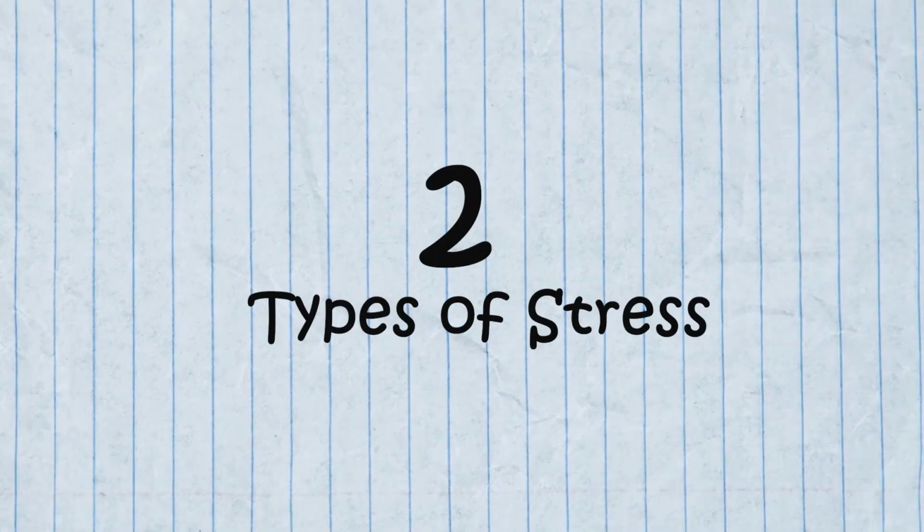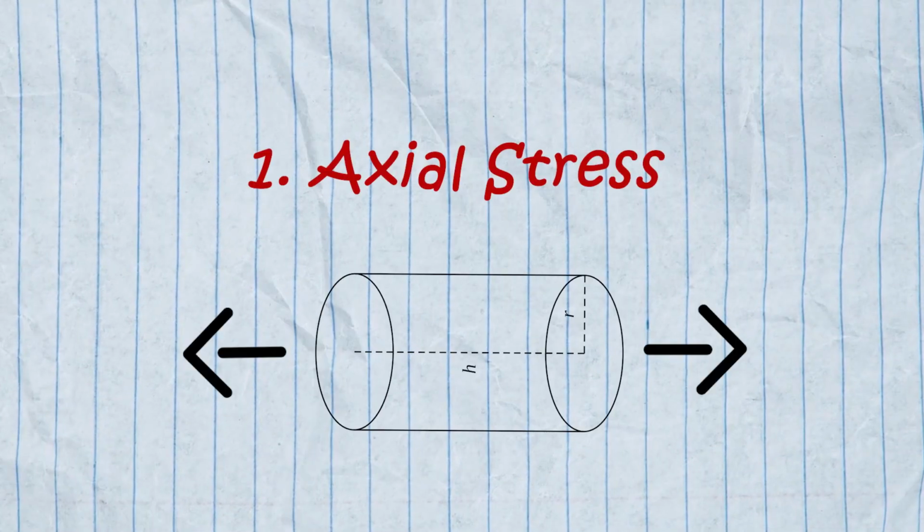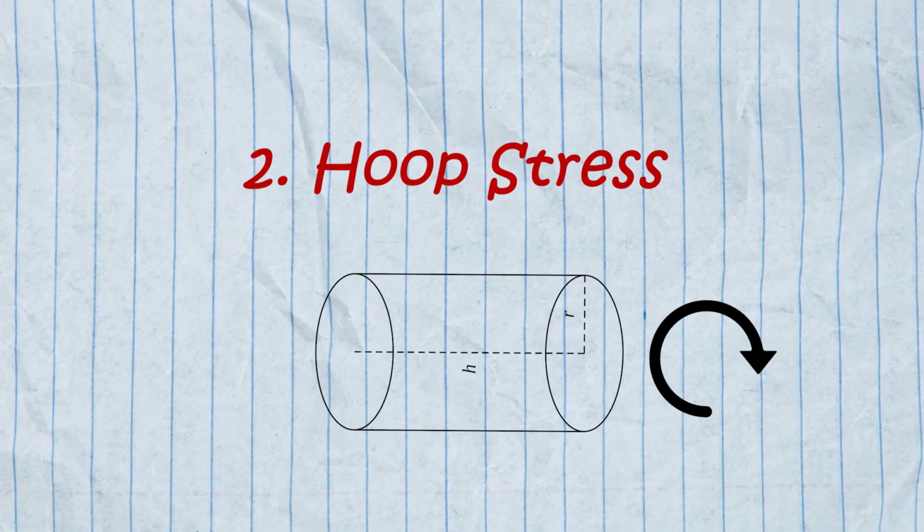There are also two types of stresses found along a cylindrical object, for example, a soda can. You have your axial stress, which is found along the horizontal axis of your soda can, and you also have a hoop stress, which is found along the circumference of your cylindrical soda can.